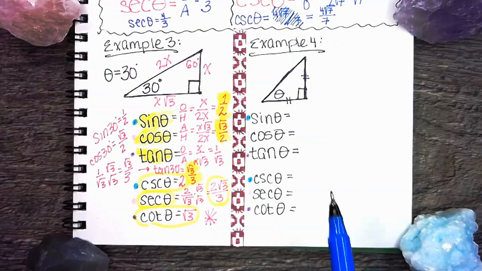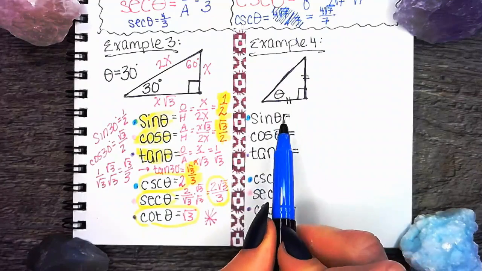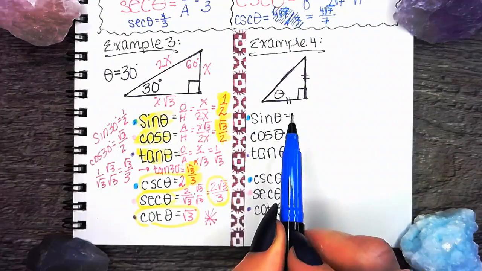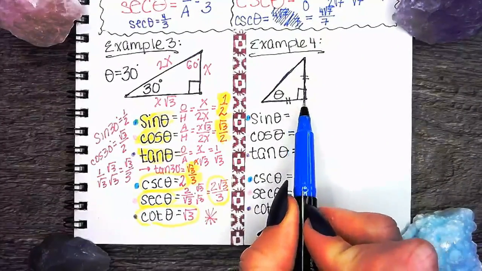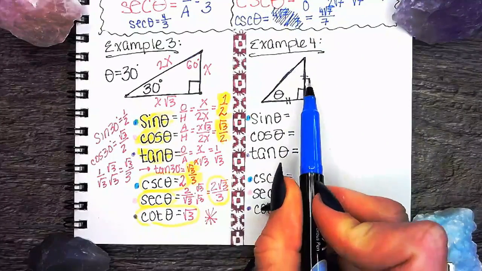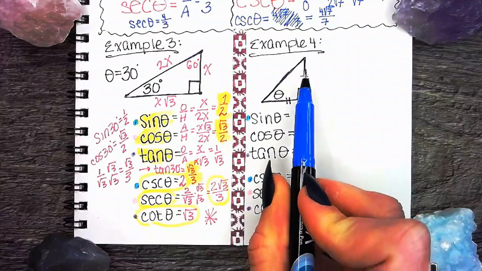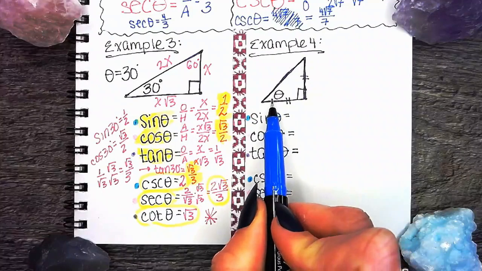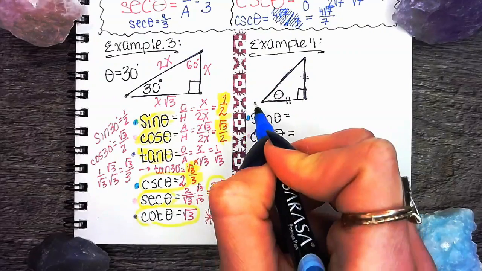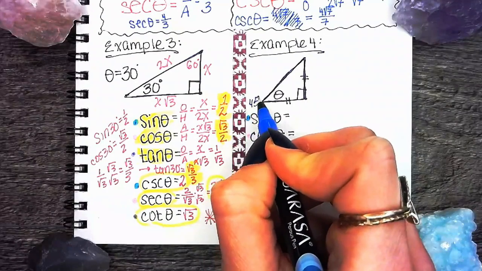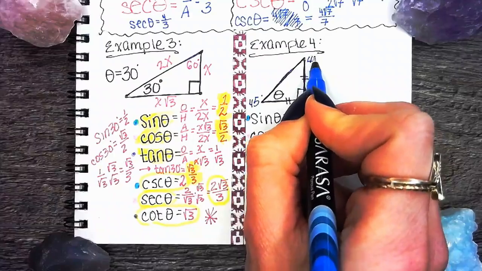Next, we have example 4. Now, here, we don't have any angles labeled or sides. Well, that's not really true, is it? We have the fact that we have a right angle, and these two sides are equivalent. That means that these two angles are also congruent. What kind of triangle are we working with then? We're working with the 45, 45, 90 triangle.